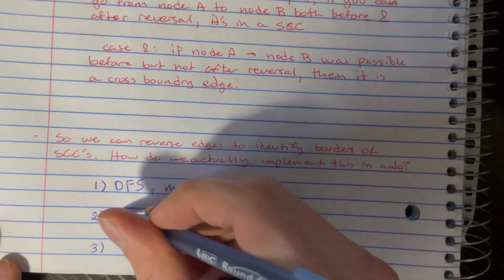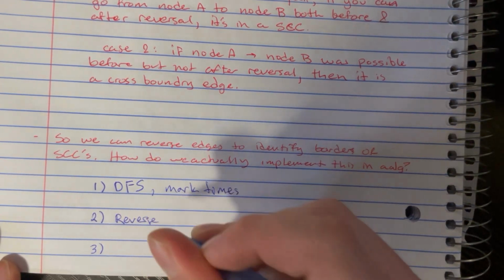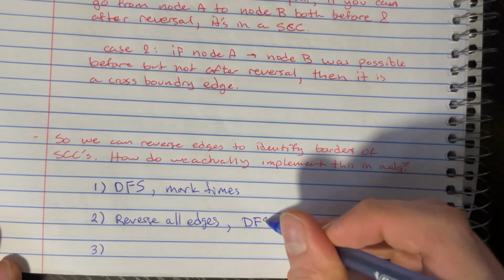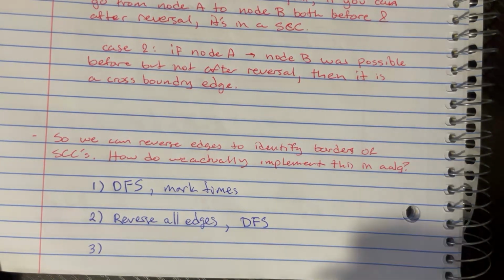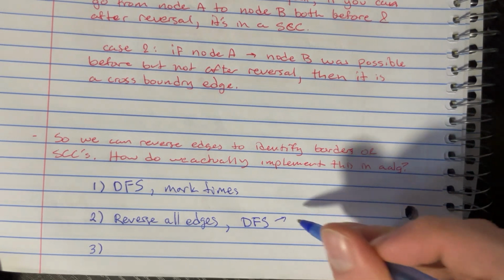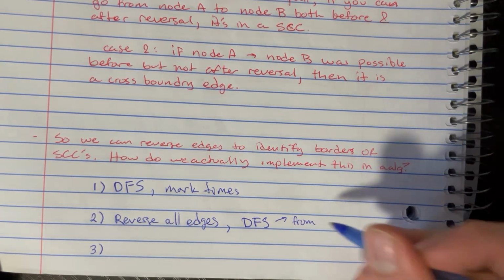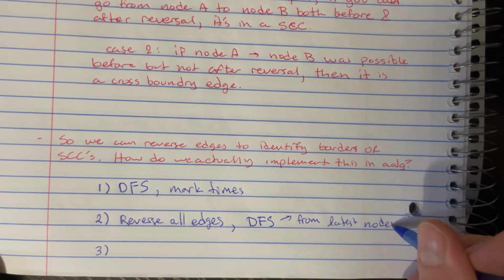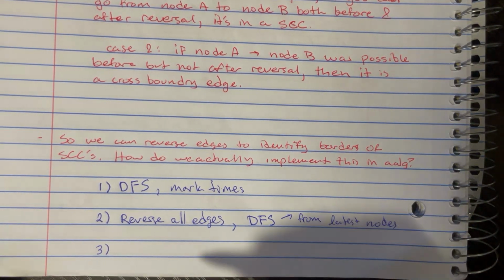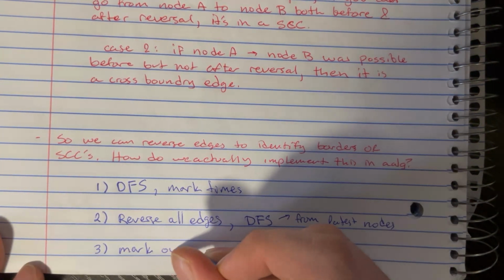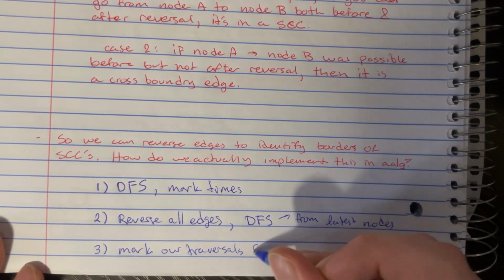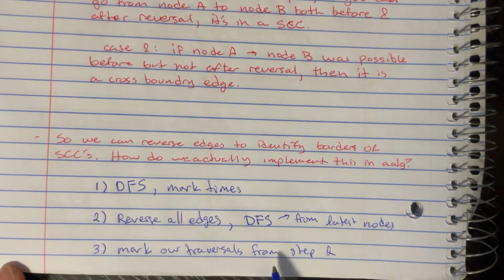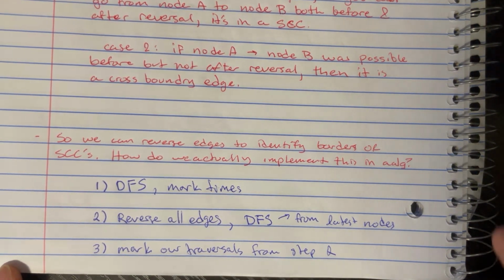Next, we will reverse all edges, and then we're going to run depth first search again. And from here, we're going to essentially run it from the latest nodes. I'll show you what that means in a minute. And then after that, we're going to mark our traversals from step 2. And believe it or not, that will get you your cross-boundary edges, right?